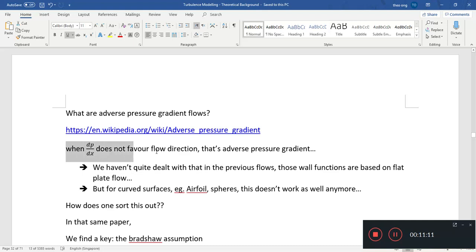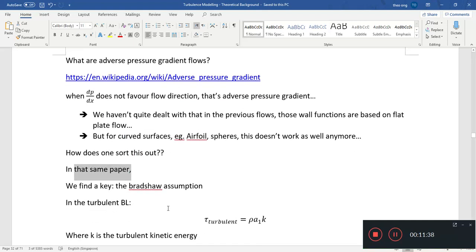Okay, so when dp/dx does not favor flow direction, that's called adverse pressure gradient. That's what we've talked about just now. That means dp/dx should decrease with the flow direction. So this is something we haven't dealt with in previous flows, but for curved surfaces, like I said, the airfoil and spheres, this doesn't work as well. So how do we sort this out?